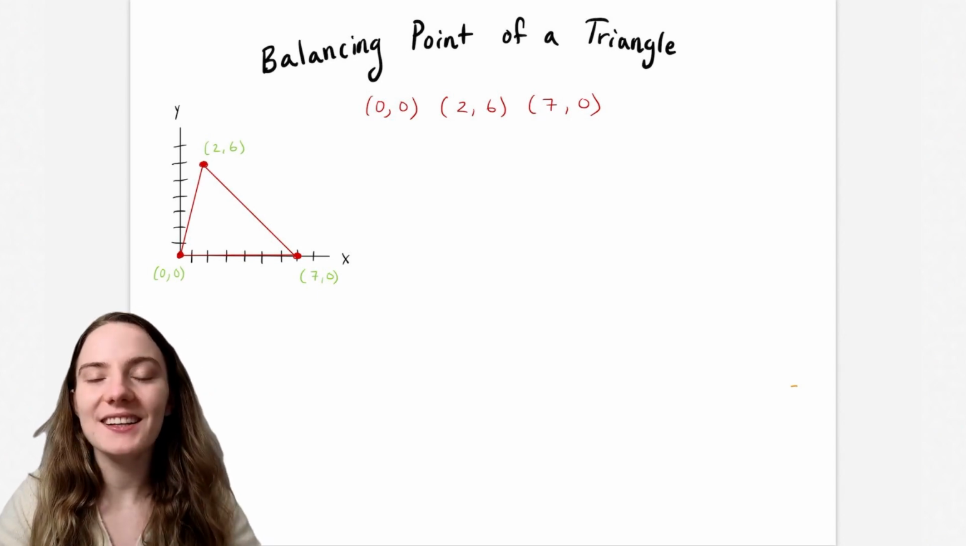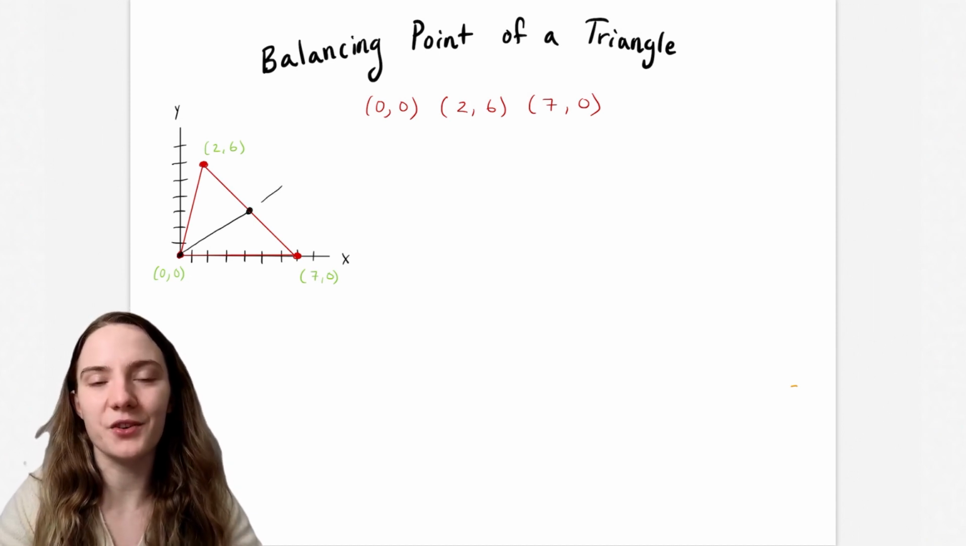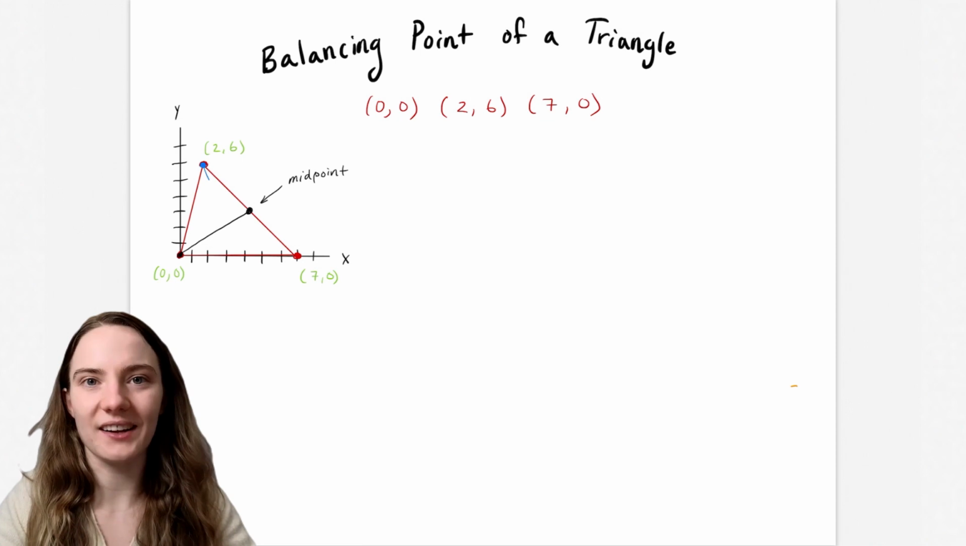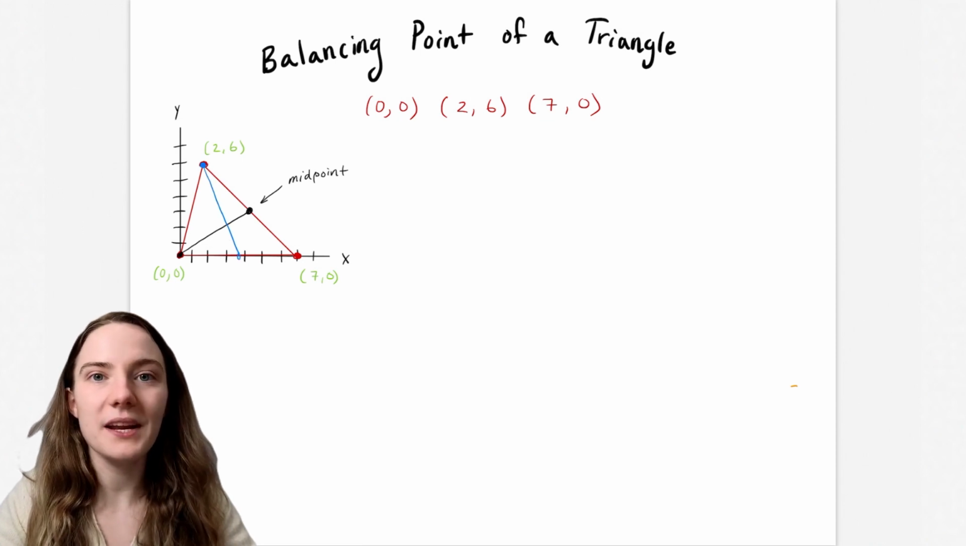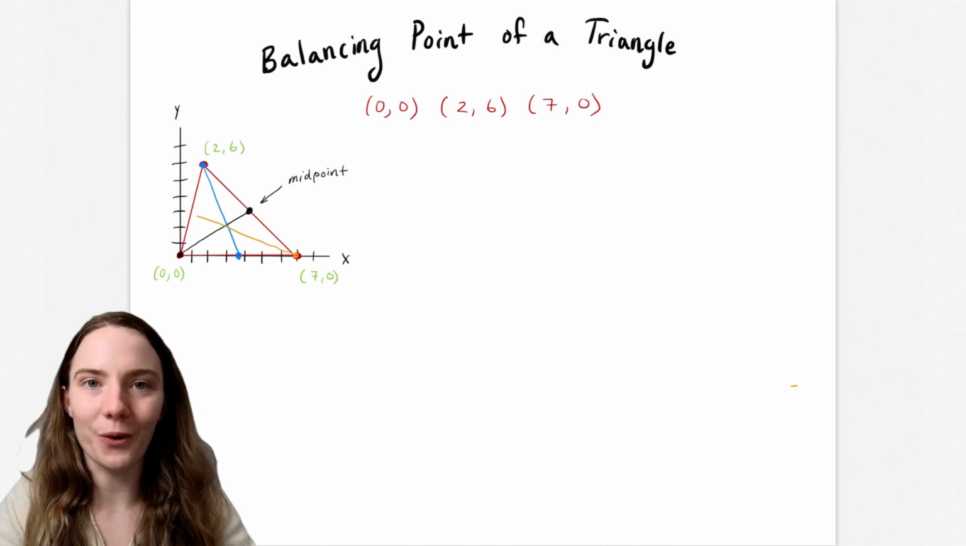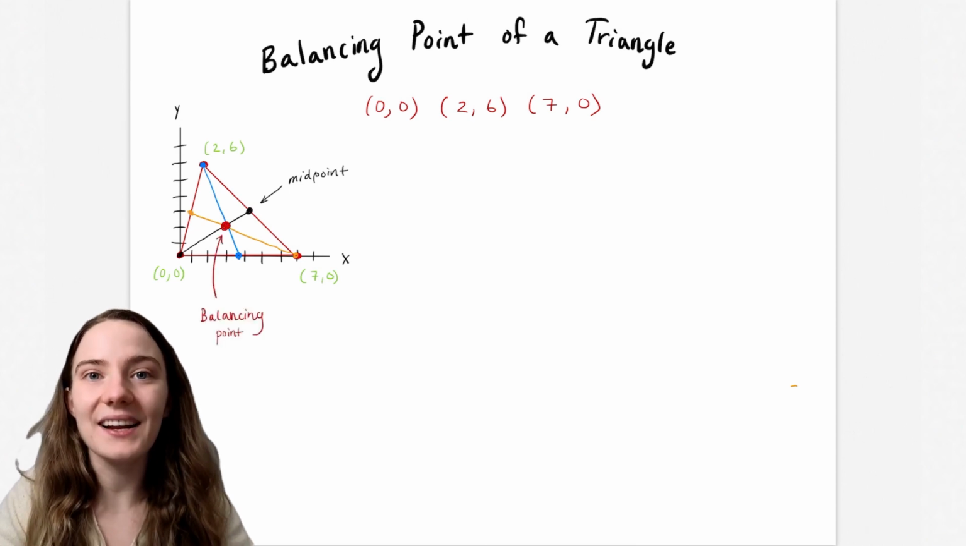A median is a line that connects the vertex to the midpoint of the opposite side of the triangle, just like this. Every triangle has three medians, one for each vertex. So I've drawn one of the medians in black, the other in blue, and the final one in orange. And these three medians intersect right here. And that intersection point is the balancing point.